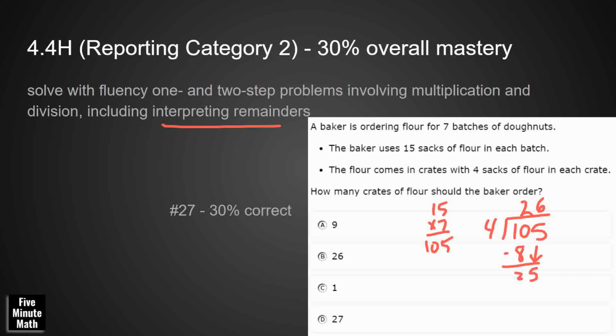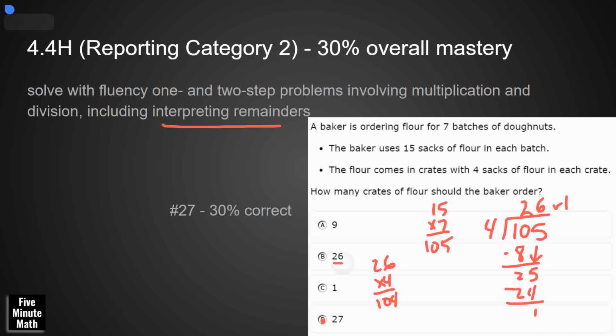So I can get 26 crates, and that's going to get me 104. Okay, because 26 times 4 gets me 104. I don't need 104. I need 105. There's one left over. So I have to order that extra crate. Okay, so that means the answer there is going to be D.